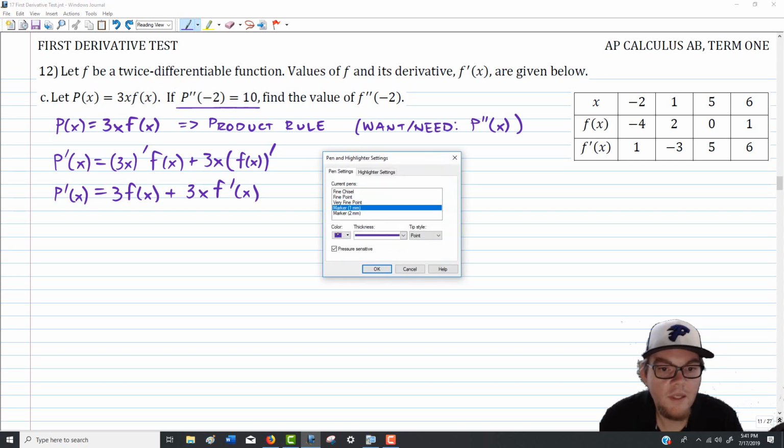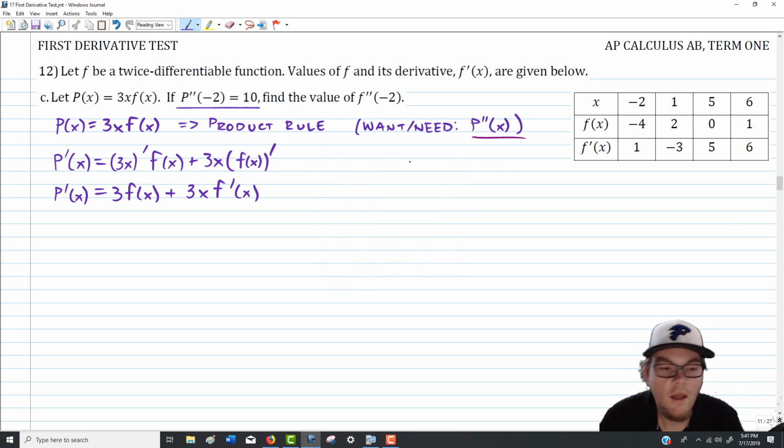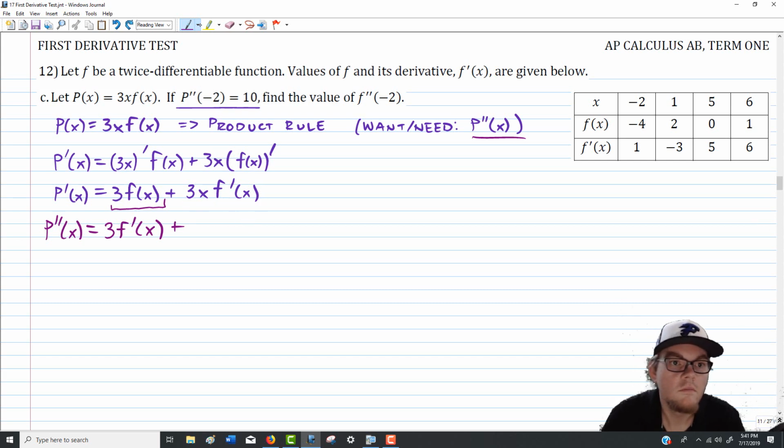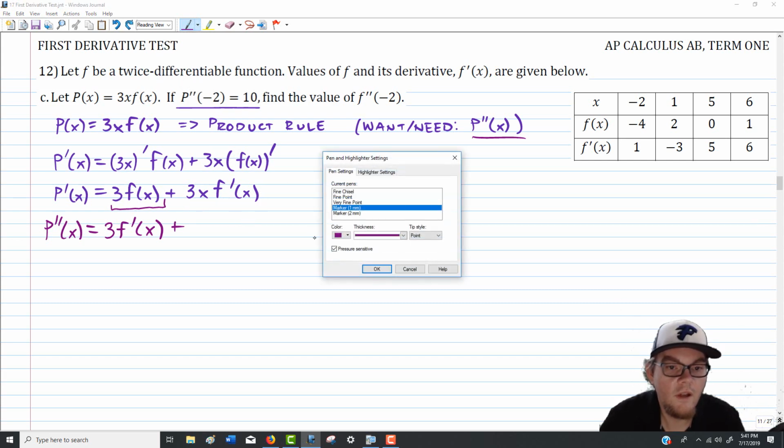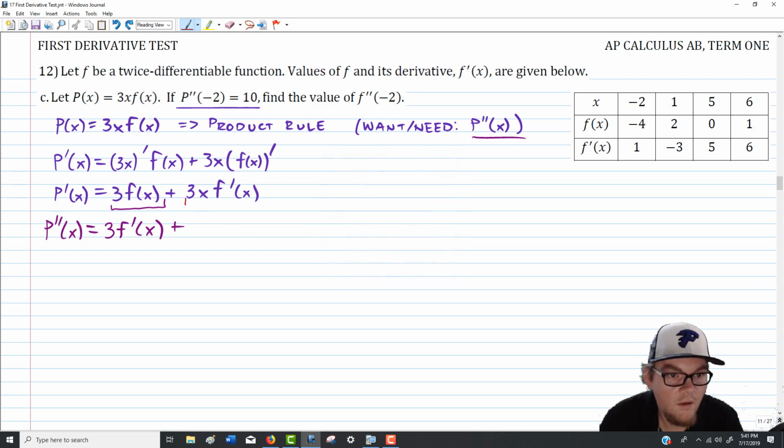So if we want to actually get to p double prime here, then what we need to do is take the derivative of this entire thing one more time. So in other words, we're going to get to p double prime of x. In this case, the first term is just a scalar times f, so the derivative is just going to be 3 times f prime of x. But the second term is going to require the product rule. So right here, in fact, I'll change the color just for clarity's sake. This is going to require the product rule, which if I just write PR makes me think Puerto Rico. So there we go, we're going to use the product rule.